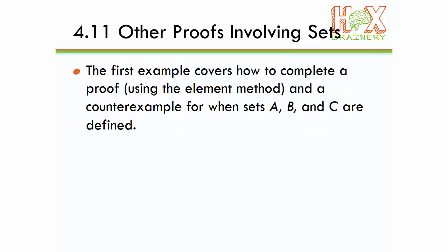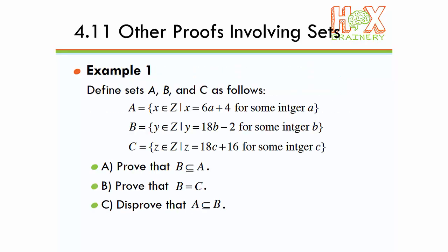So the first example covers how to complete a proof using that element method and a counterexample, but for when sets A, B, and C are defined. So for example 1, we have defined sets for A, B, and C. A is the set of all elements x, which is in the set of integers, such that x is equal to 6a plus 4 for some integer a.